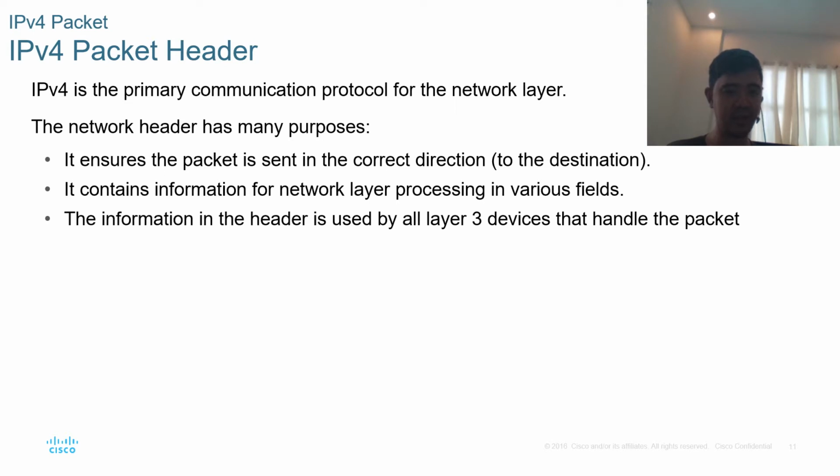It contains information for network layer processing in various fields. The information in the header is used by a layer 3 device like the router that handles the packet. That's a very important concept. The router, which also falls on the network layer, whenever it processes the packet, looks into very important information, the IP address.